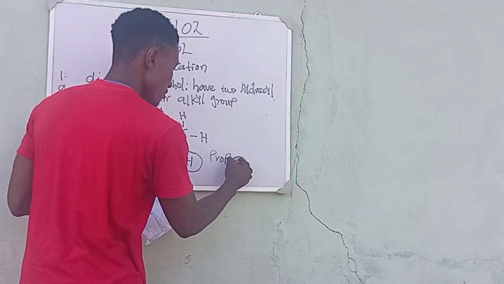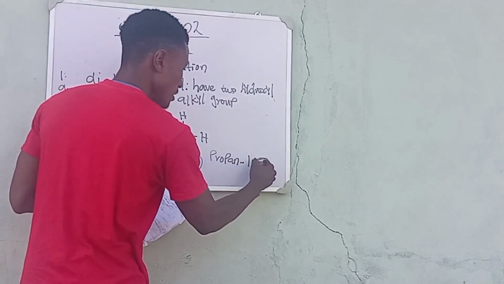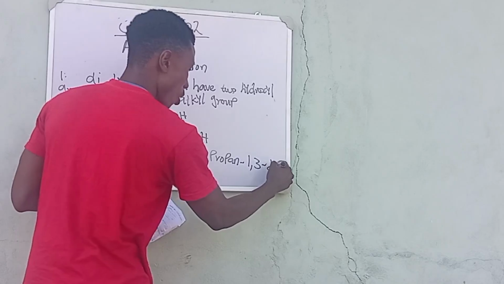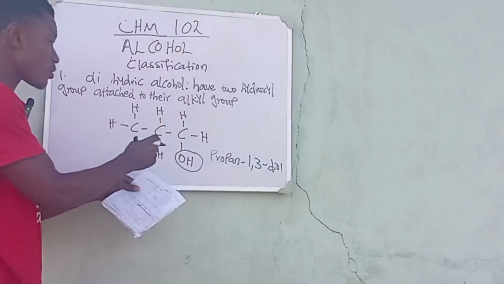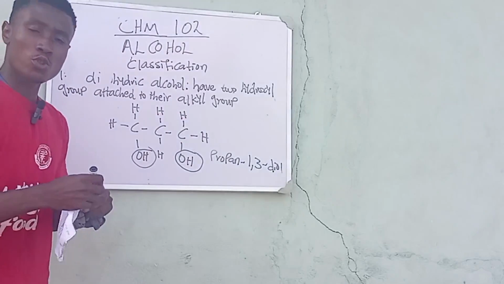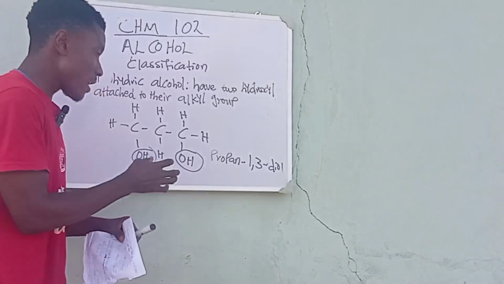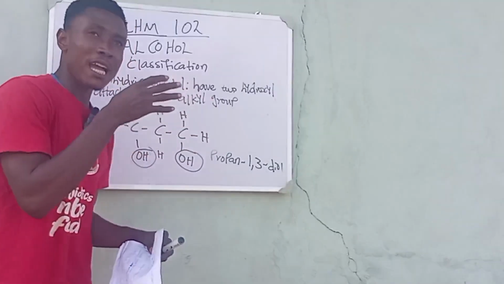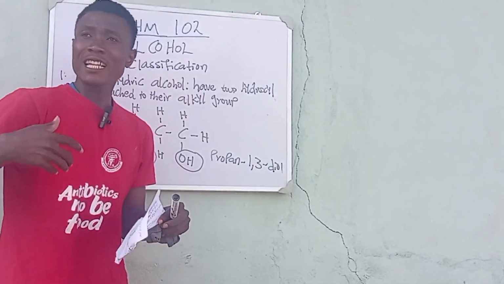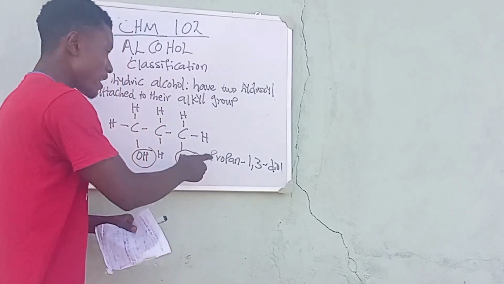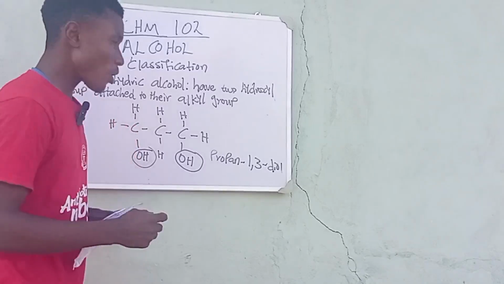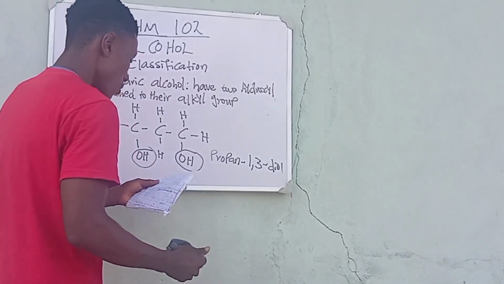So the name of this compound is propane 1,3-diol. It is di because it has two hydroxy groups. The moment it is 2, we don't say 1,2 hydroxy. We simply say diol. So what we have here is propane 1,3-diol. So let's move on to the next one.